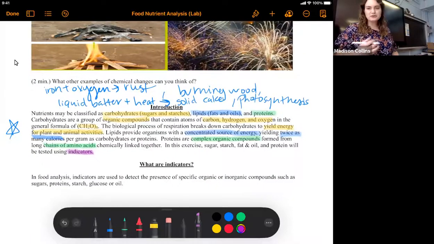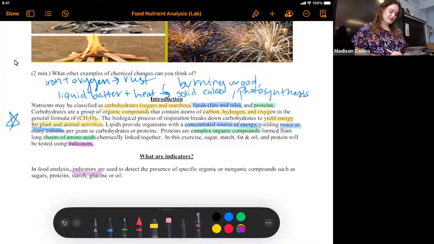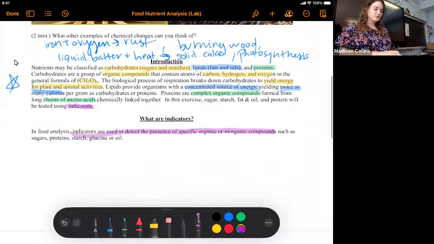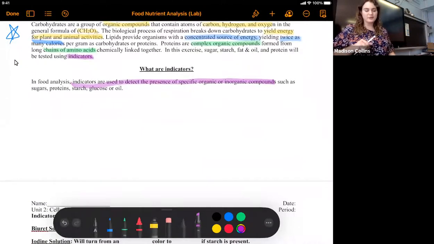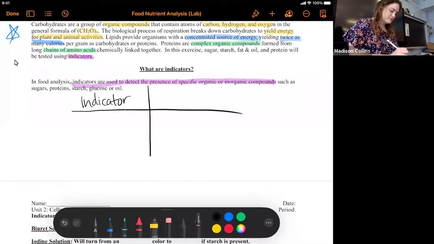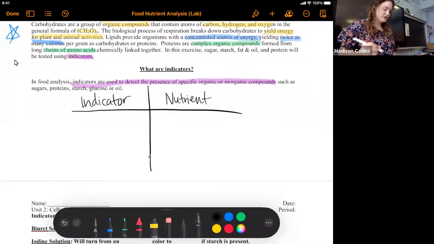So I told you guys that the focus of today's lab is going to be indicators. So what are indicators? Well, in food analysis, indicators are used to detect the presence of specific organic or inorganic compounds, such as sugars, proteins, starch, glucose, or oil. So today we're going to be using 4 indicators that you guys need to write down on your paper. So if you're typing, you can just type this out. If you're writing it by hand, you can do that as well. But the 4 indicators that we're going to be working with today are, all right. We're going to write them in this chart right here.